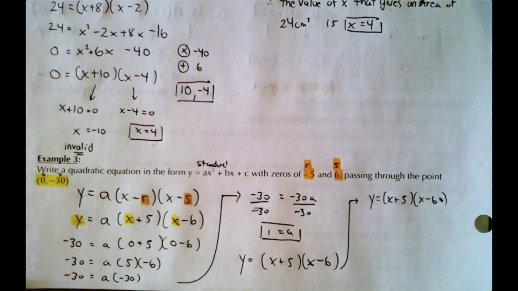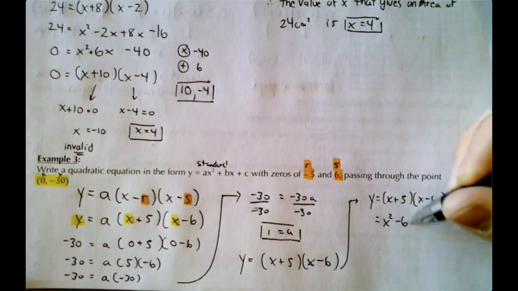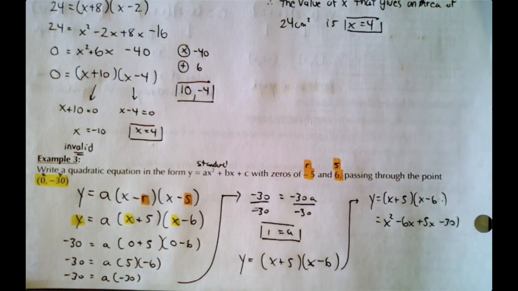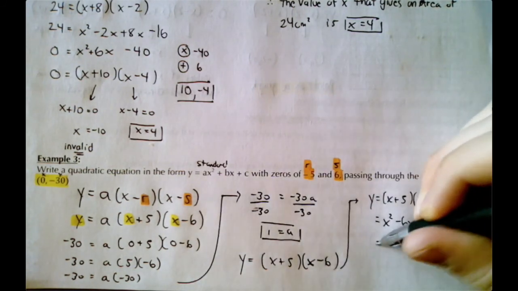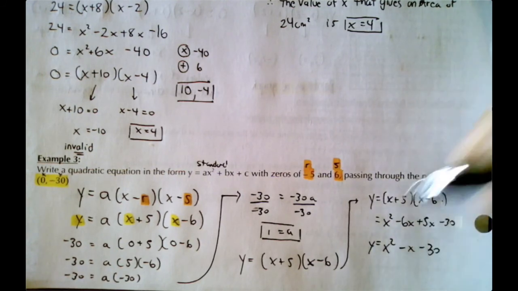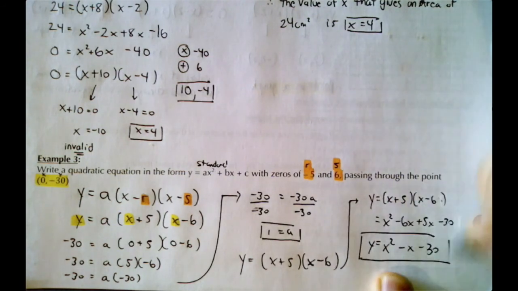Oh, x minus 6, not x minus 60. x times x is x squared, x times negative 6 is negative 6x, 5 times x is 5x, and 5 times negative 6 is negative 30. Now we just have to collect like terms. x squared minus x minus 30. And there is our final answer.